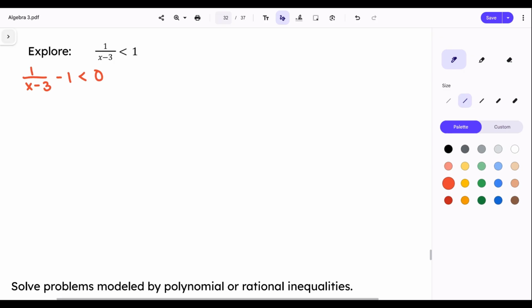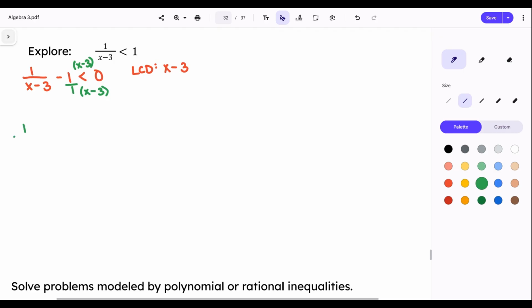Okay, so it looks like that right now. What would be my least common denominator? Okay, good, the x minus 3. So we need to take, again, think about this -1 as a fraction is 1 over 1. So we need to take that times x minus 3 on the top and on the bottom.